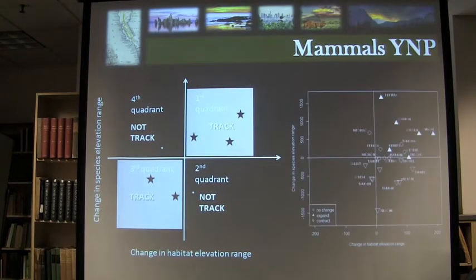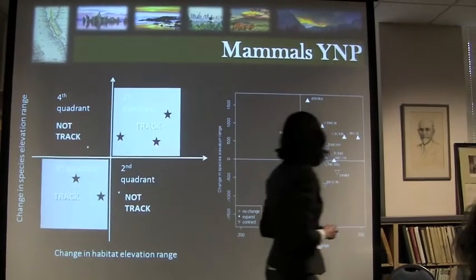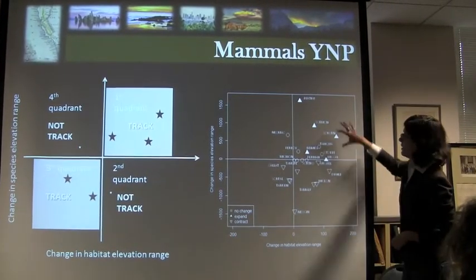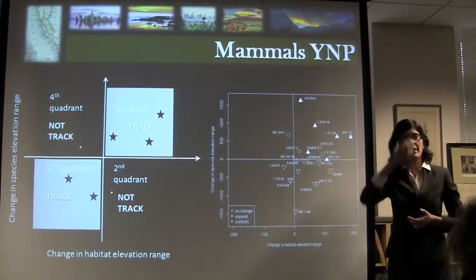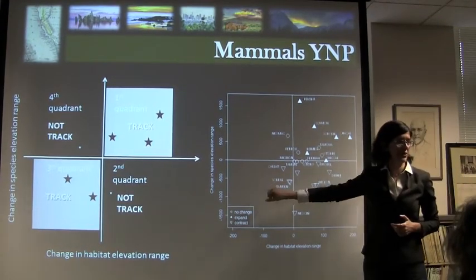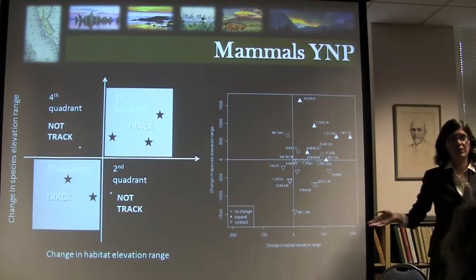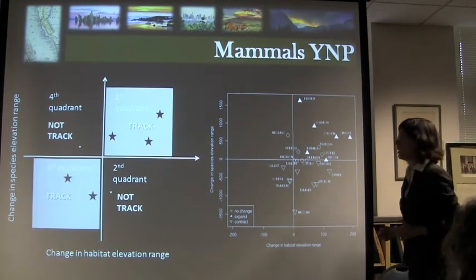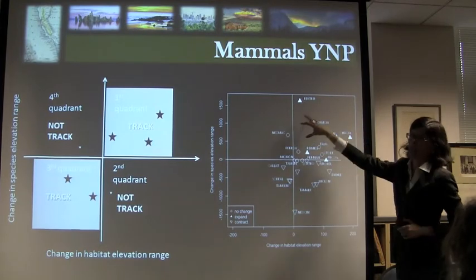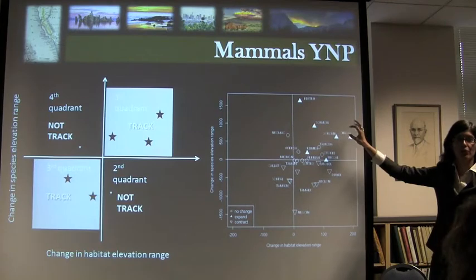So basically the results are like this. What we found is that we would expect that if species are tracking habitat changes, species will be either here or here. So what we see is that actually the pattern seems more at random, or there's different species doing different things. What we see is that species that expanded their range, their habitat also expanded.